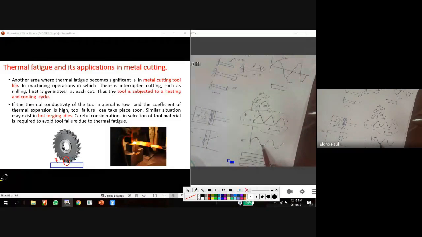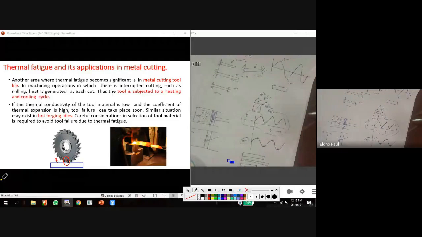Again, on the next cutting, there is heat generation, and after cutting, a cooling process. So this will be a cyclic process. The fatigue load will be developed on the tooth of the milling cutter. Similarly, all tools are subjected to this type of cyclic load. So this will reduce the tool life. Tool life will be reduced by this fatigue failure.